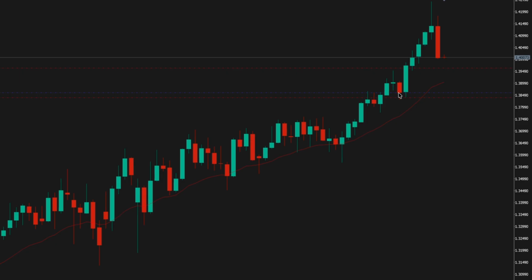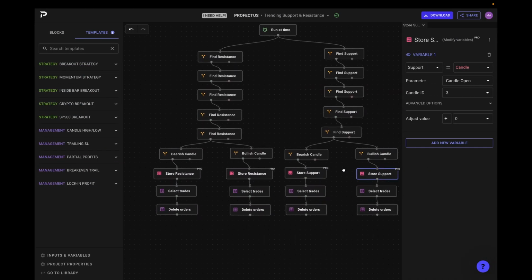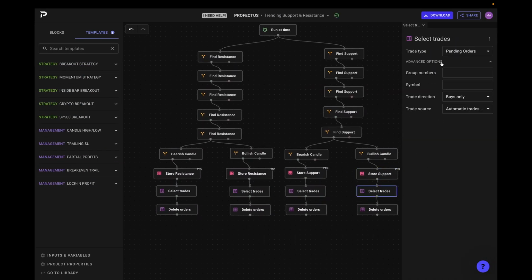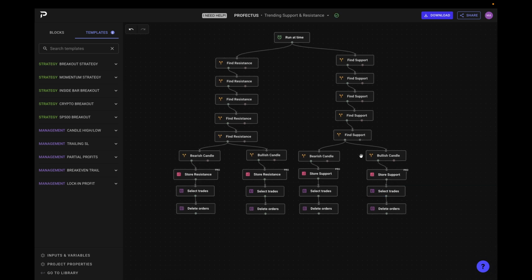Imagine that this was a bullish candle, then the lowest price and the best price would be at the bottom, and it would be the open of the candle. Right now it's bearish, so the close is the lowest, but for a bull candle, the open is down here, you know? That's why we filter. And then select trades. We are gonna select the buys and then delete the old orders. That's all we want to do.